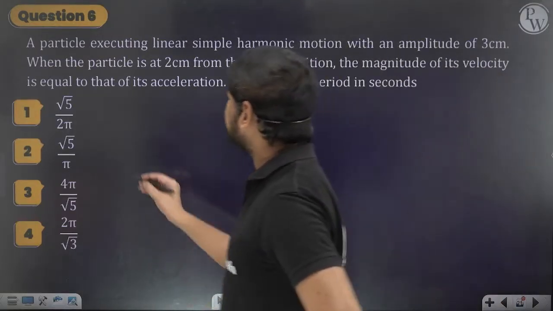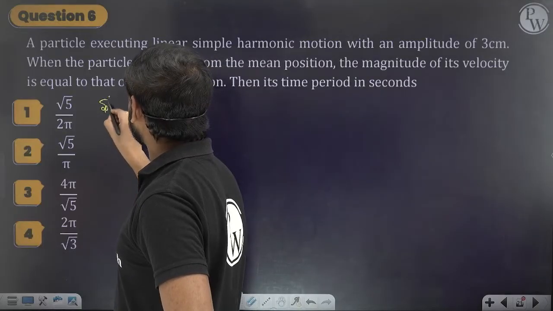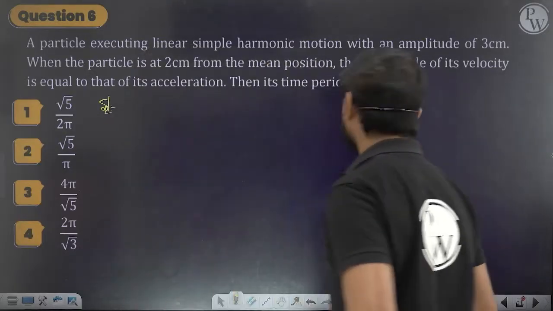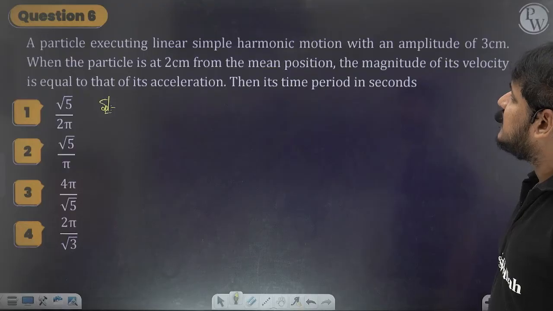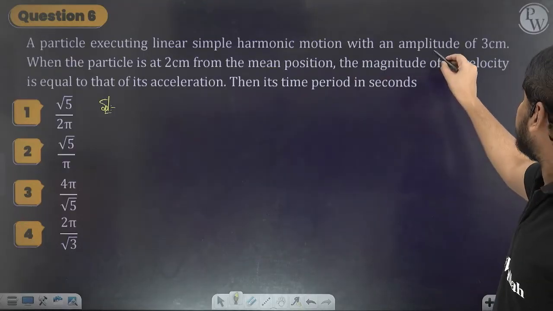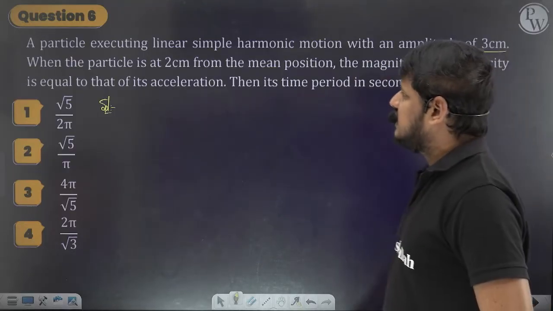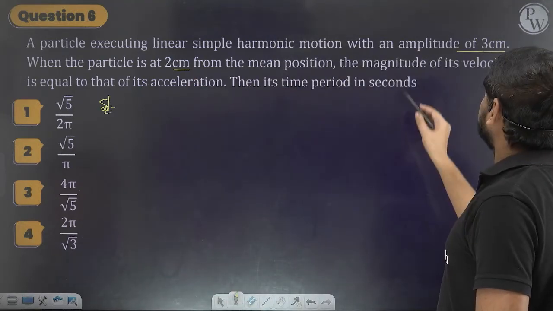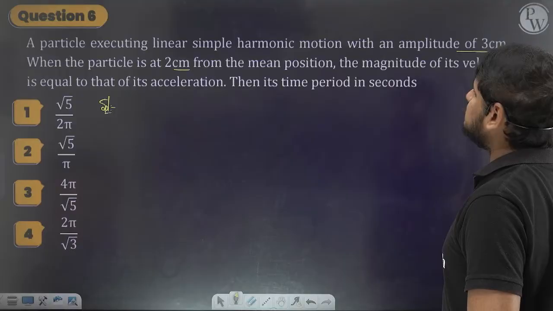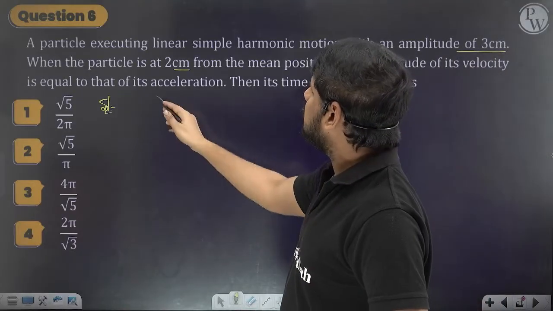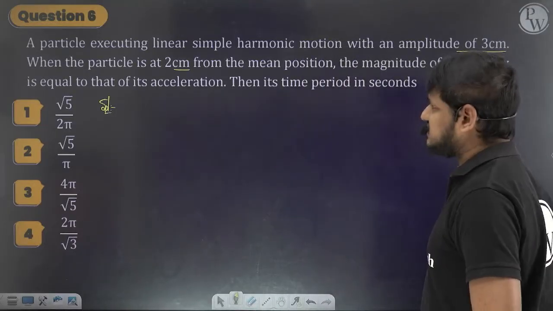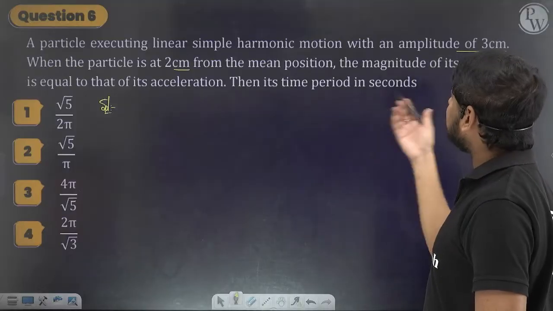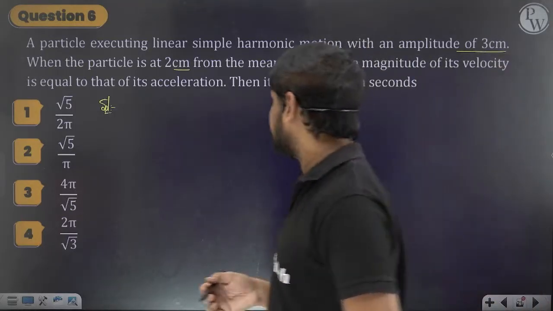So one more question we have. What does the question say? A particle executing linear simple harmonic motion with an amplitude of 3 centimeters. When the particle is at 2 centimeters from the mean position, the magnitude of its velocity is equal to that of its acceleration. Then the time period will be? See, simple question, nothing is there.